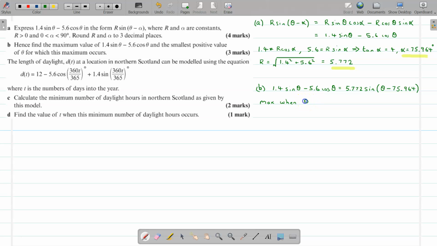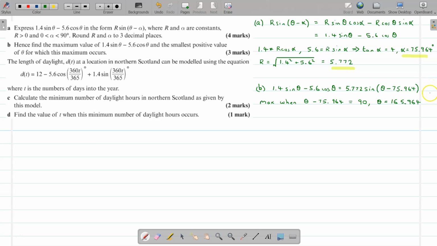or indeed when theta minus 75.964 is equal to 90 degrees, because the sine of 90 degrees is 1. Which means that theta equals 90 plus that, which is 165.964.